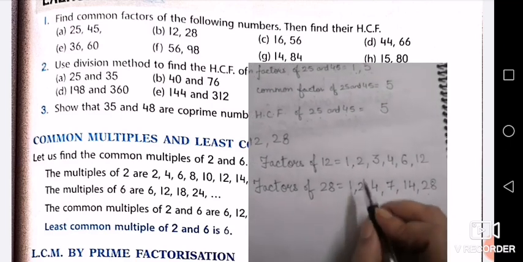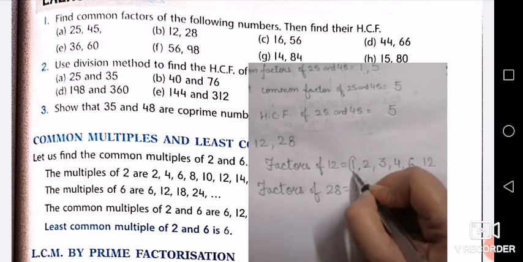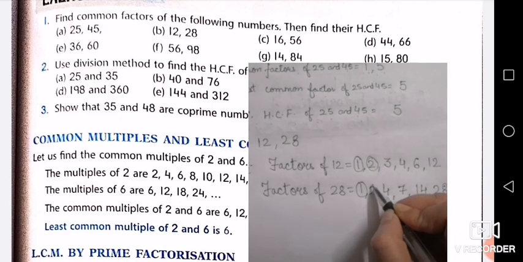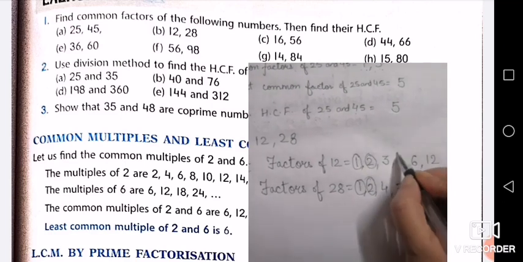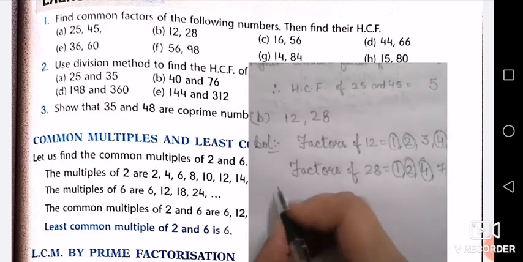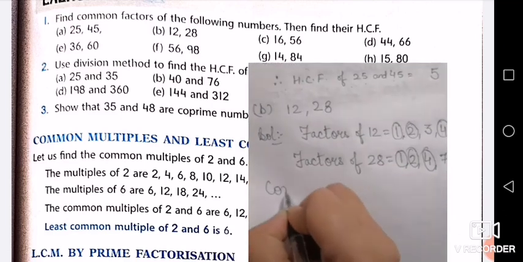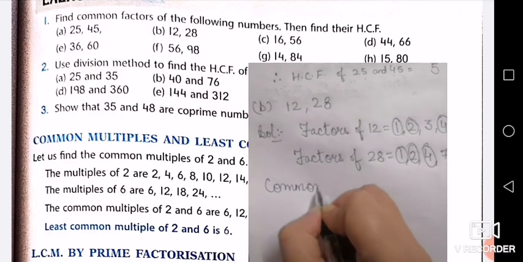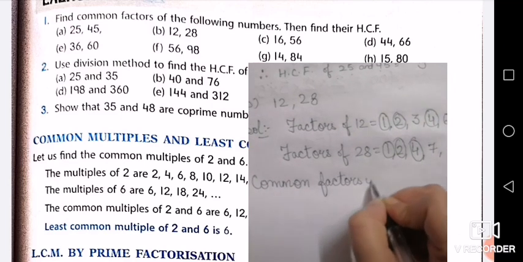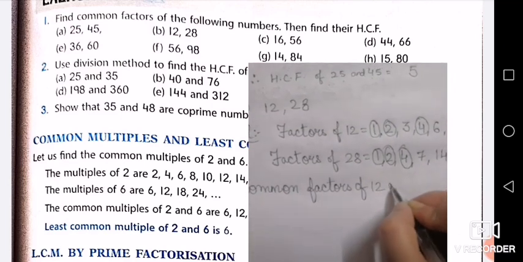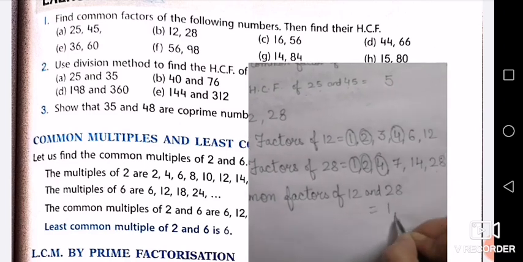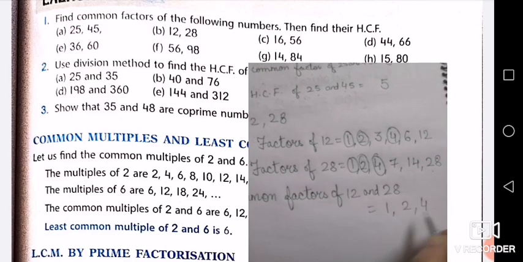Now which are the common factors among these? 1, after that 2, then 4. So now the next step is to write the common factors. We'll write here common factors of 12 and 28 is 1, 2 and 4.